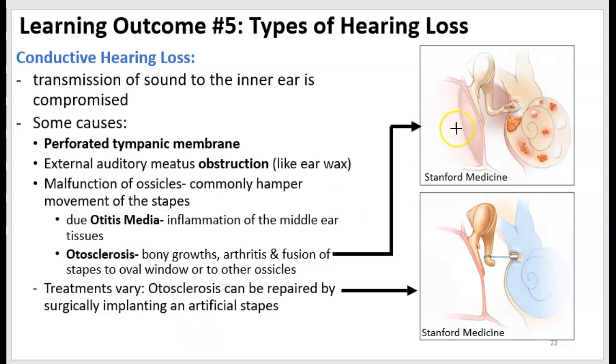and I should have said that when the auditory ossicles are fused like that, it's called otosclerosis, but this is treatable. Otosclerosis can be repaired usually by just surgically implanting a stapes, because it's usually the stapes that's the problem. But it's an artificial stapes made out of titanium usually. So that will help, and then of course you can clear out earwax and you can repair a tympanic membrane as well.